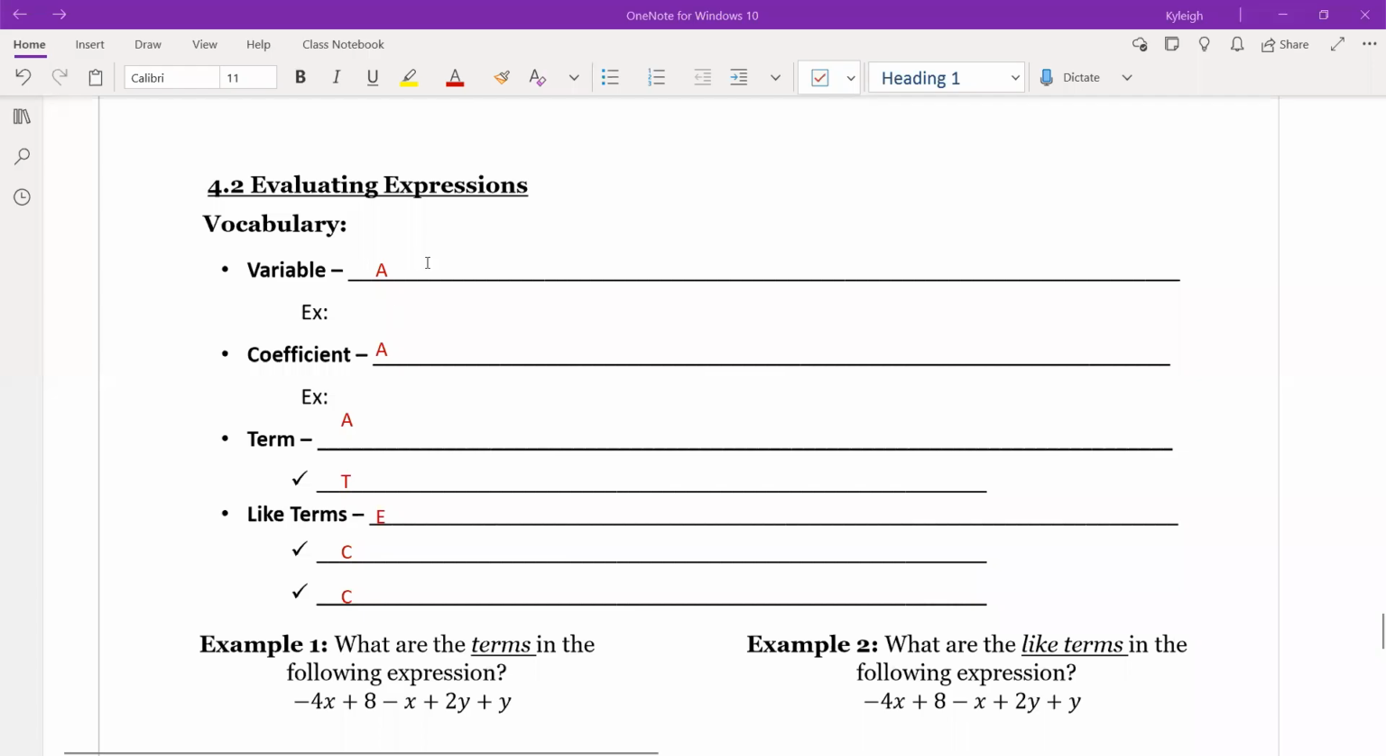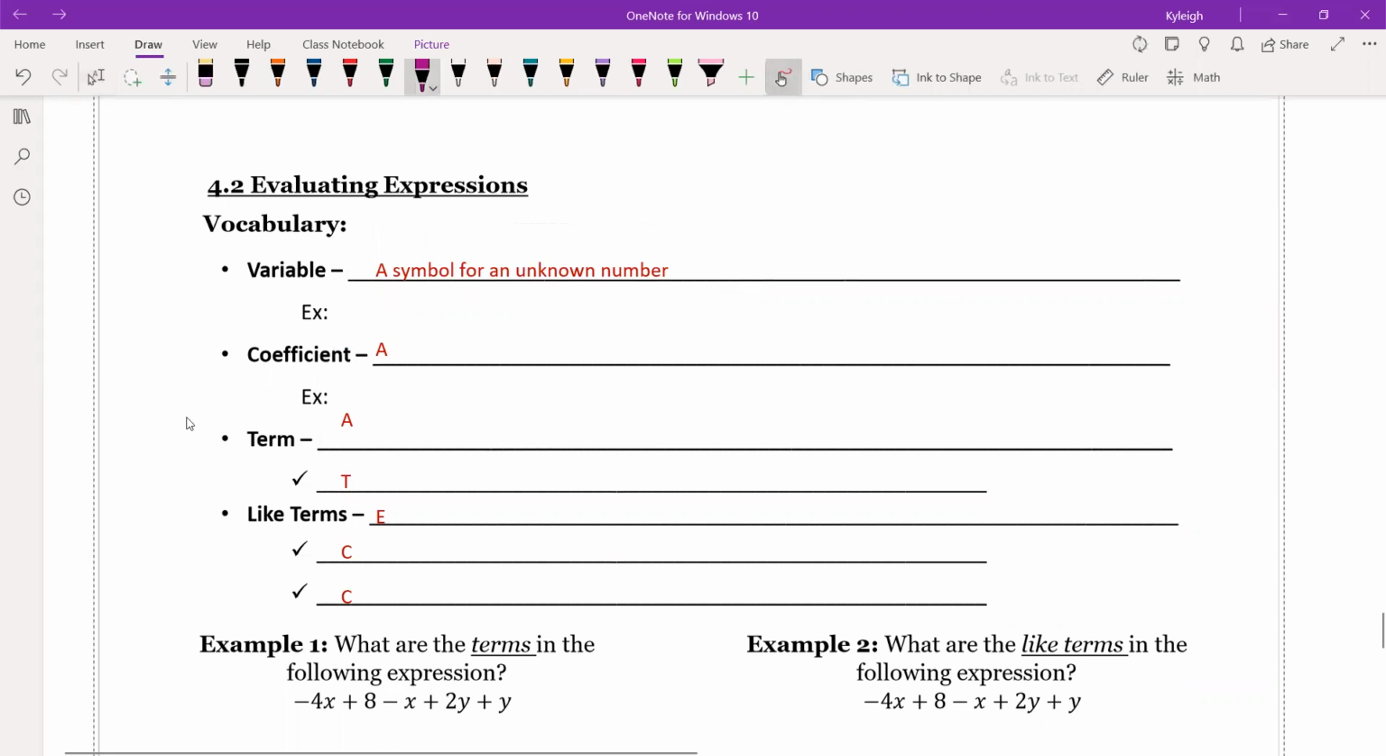All right, so we're going to talk about evaluating expressions, but first we have to go over some basic vocabulary. So a variable is a symbol for an unknown number. So some examples are like x, y, z, whatever letters you could think of, okay?